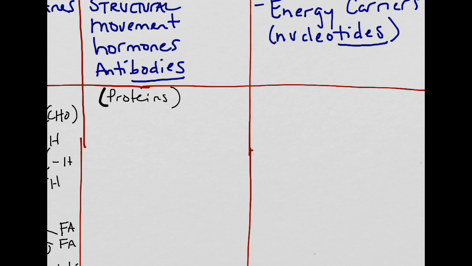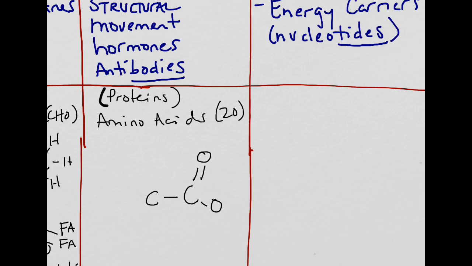Okay, so the monomer of proteins is pretty simple. You have the amino acids. And amino acids, there are 20 different amino acids, but they have a basic structure that you have to know and be able to draw and describe. So it looks like this. There's a central carbon. It's got a carboxyl group. Carbon double bonded to oxygen. An OH, hydroxyl, and then it has an amino group, NH2.